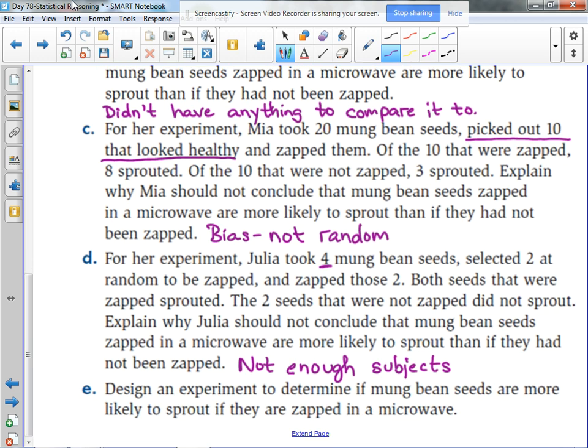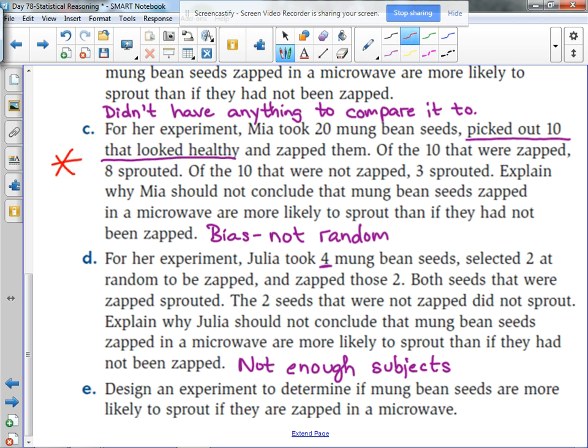Okay. How about Mia's? She took 20. She picked out 10. She zapped them. The other 10 she didn't zap. So how could we fix Mia's there? How could we fix Mia's experiment? Do you think 20 is a good number? Probably. 20 is probably a good number here. Okay. Well, what was the problem after she picked the 20? She picked the 10 that were healthy. So how about instead of picking 10 that look healthy, you randomly select 10.